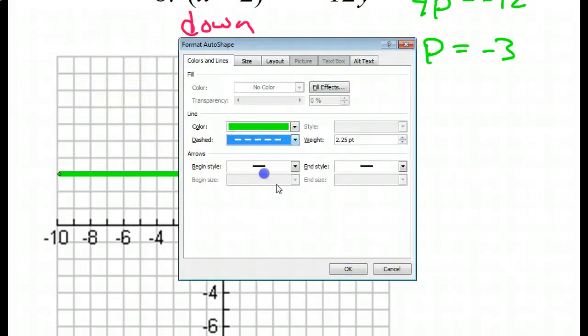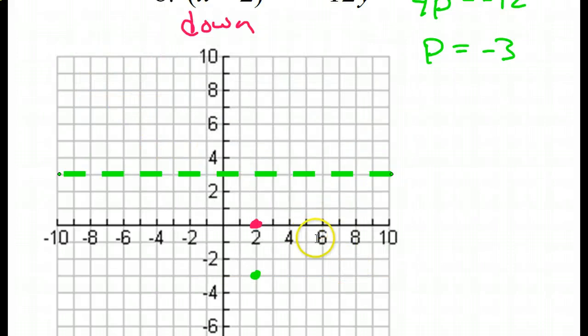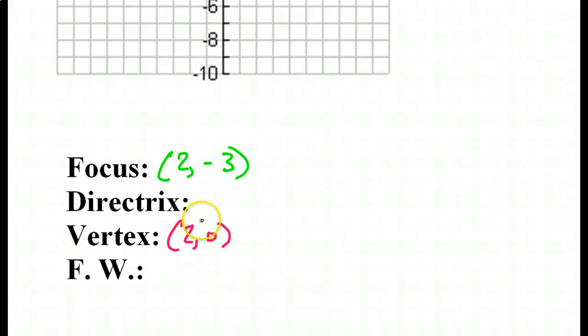Okay, so that is the line y equals 3. Don't just put 3, by the way. It's got to be y equals 3.